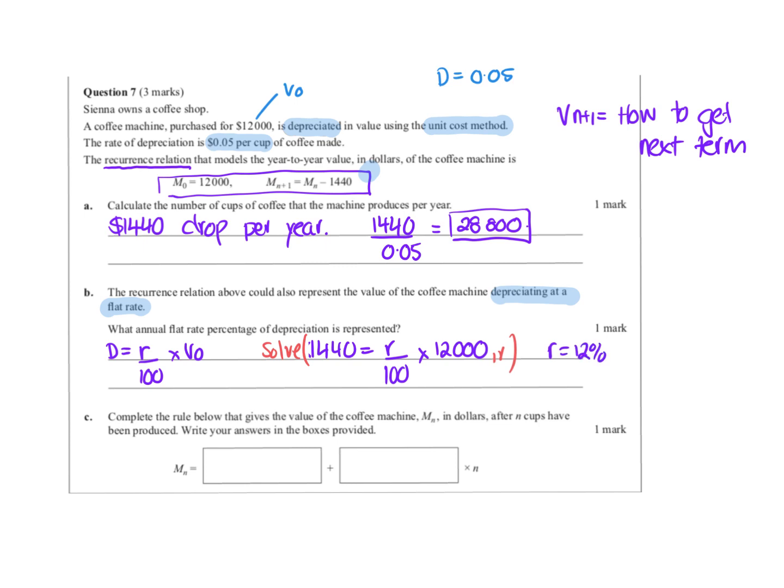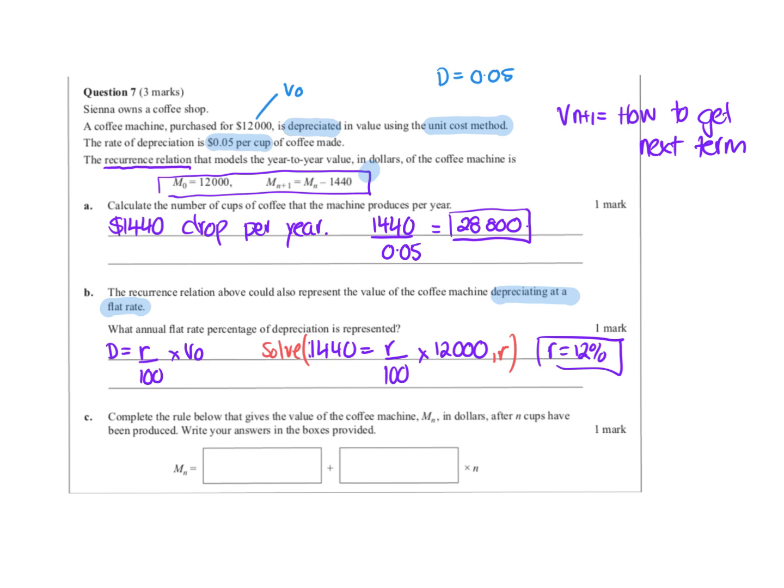So for a machine to depreciate about 12% per year, that sounds reasonable too. Machinery can have a high depreciation rate. Yeah. So 12% sounds pretty good.